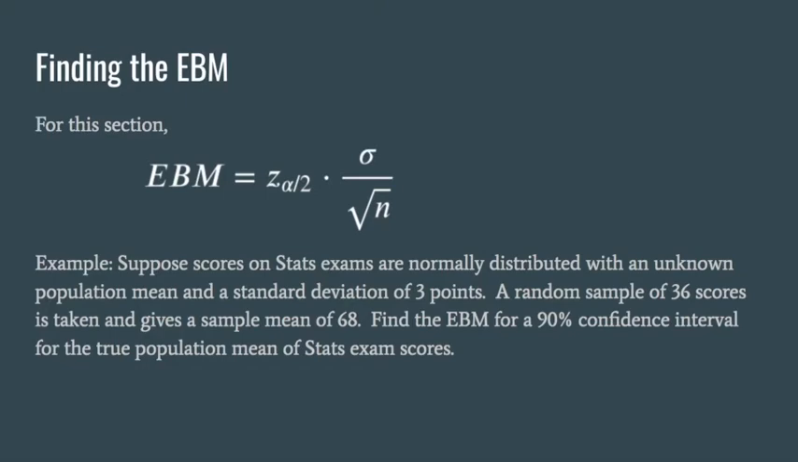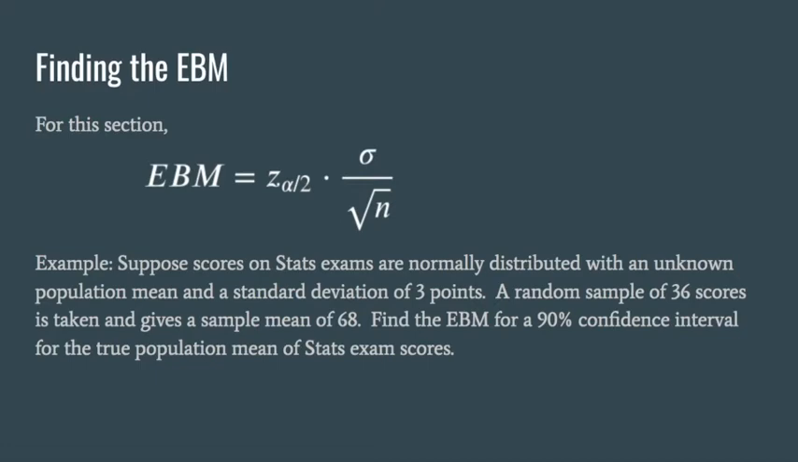Okay, here's our formula for the error bound of the mean. Our critical value, the z alpha over 2, times sigma, which is given to us because we're assuming we already know it, divided by the square root of n. So notice, hopefully you remember, sigma divided by the square root of n, we called that last time the standard error of the mean. So we have the critical value times the standard error, and that gives us our margin of error, or our error bound.